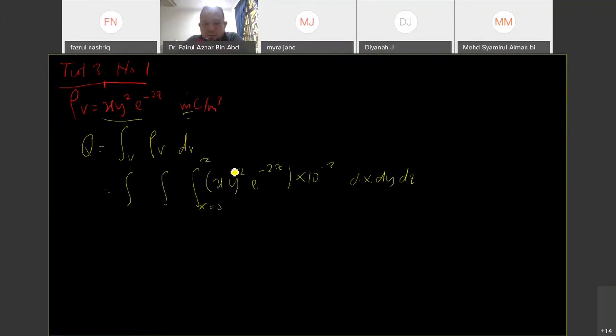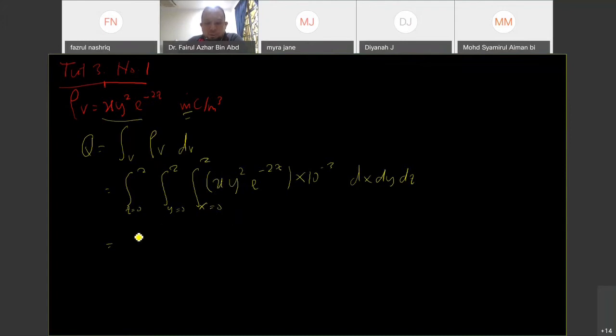For the limits, x is from 0 until 2, because the question says that the length of each side is equal to 2 meters, and one of the corners is at the origin. So y also is from 0 until 2, and z as well is from 0 until 2.